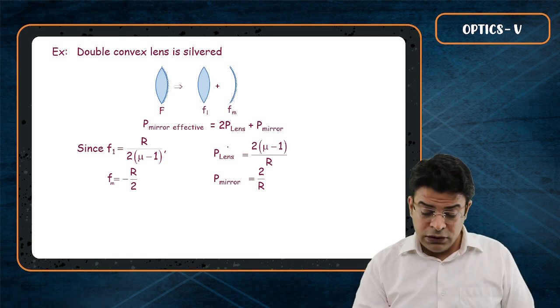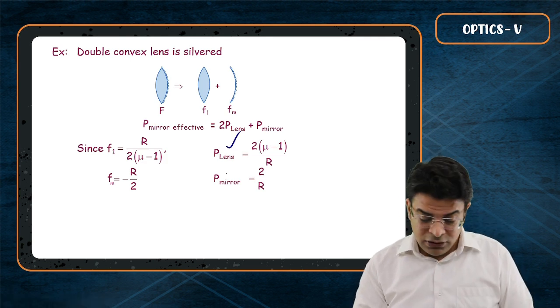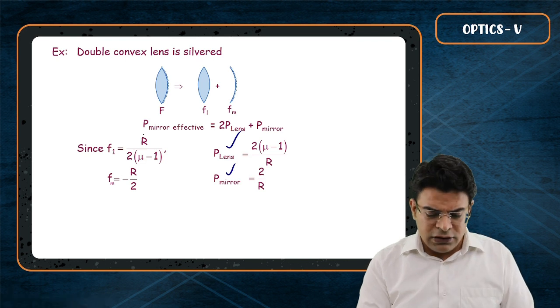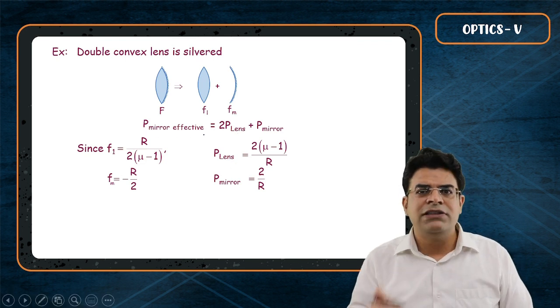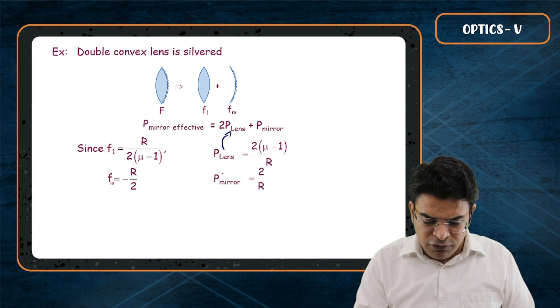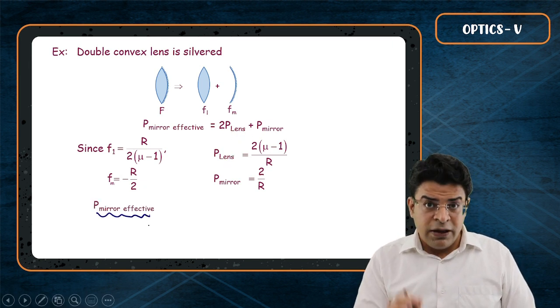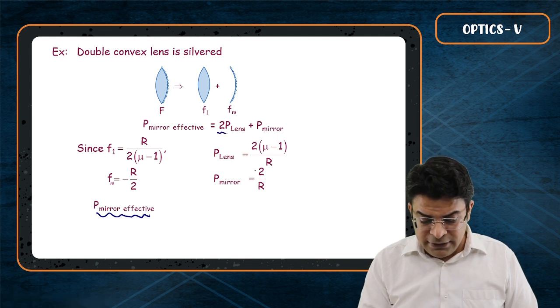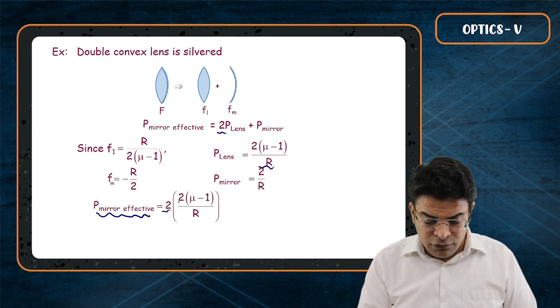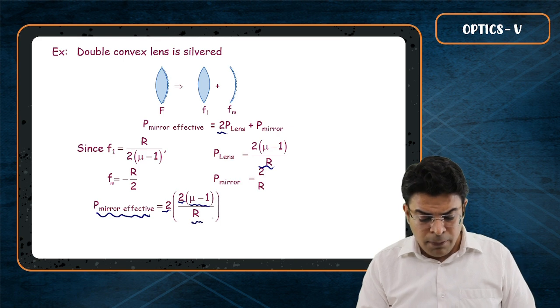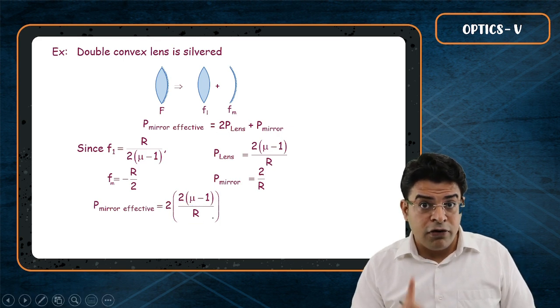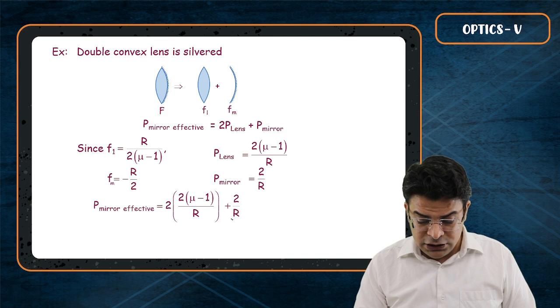Now you know the power of the lens. Now you know the power of the mirror. You can find out the power of the effective mirror. How? Substitute the data: substitute the power of the lens, substitute the power of the mirror. So the power of the effective mirror will be nothing but 2 times the power of the lens, so 2 times of 2 into mu minus 1 upon r, plus the power of the mirror only once, so plus 2 by r.